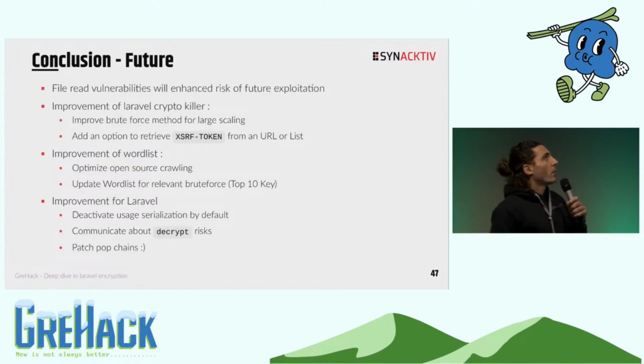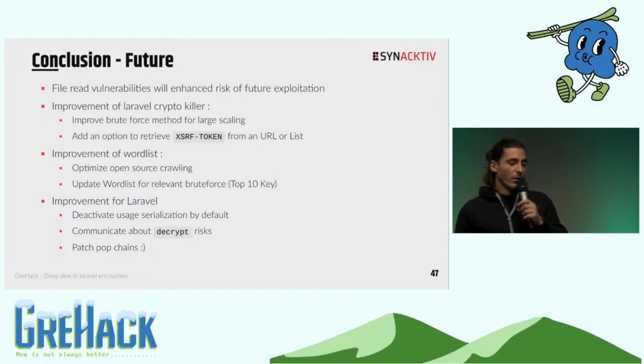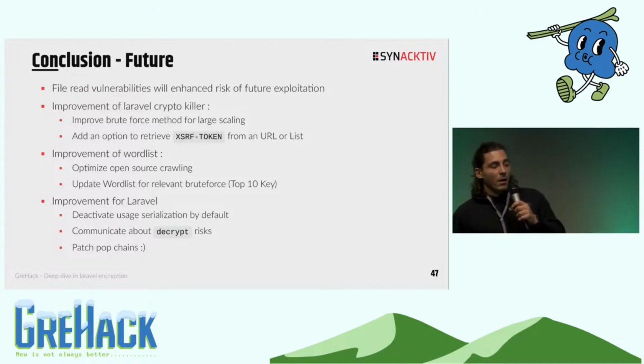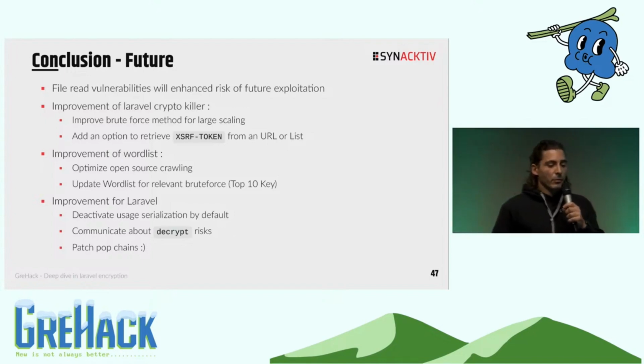And lastly, file-read vulnerabilities enhance the risk of future exploitation, because if we have a file read on this part, it can leverage more attack vectors by reading .env and app keys. We can also make an improvement to Laravel Crypto Killer on the brute force part for large scaling, but also an option to give you the capability to audit your Laravel application directly by retrieving an XSRF token from a URL or list and directly brute forcing it.